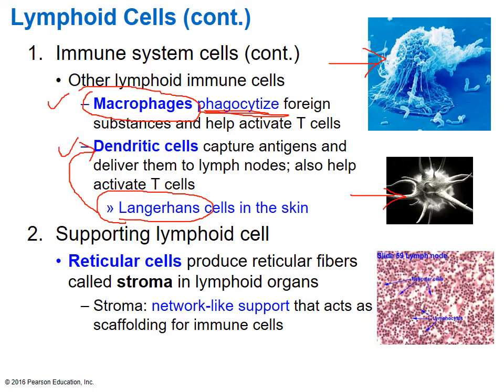And then your supporting cells are going to be called your reticular cells. Your reticular cells get their supporting role because they're able to produce these reticular fibers, and the reticular fibers will form stroma. Stroma means that you're creating almost like an outline or a scaffolding mechanism that can be used for the white blood cells to kind of anchor to and wait until they're called over to fight off any type of pathogen.